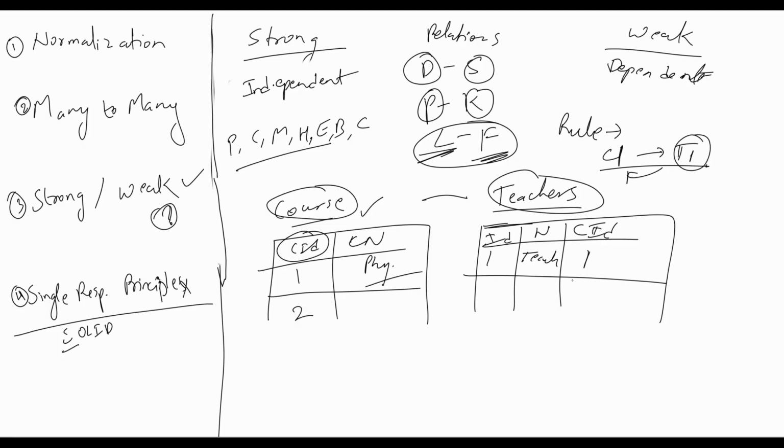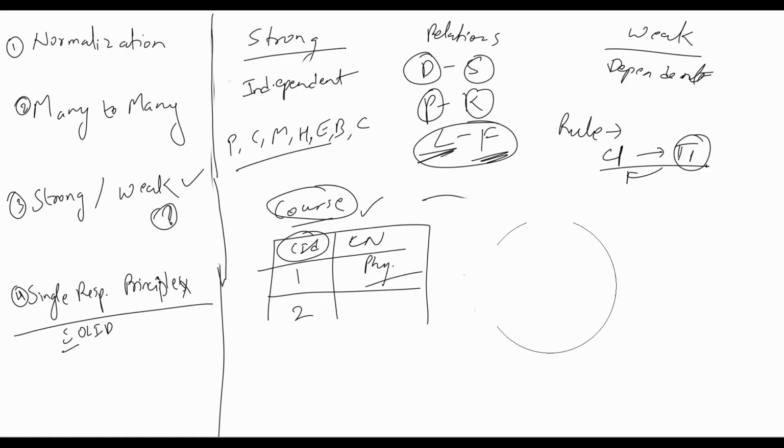Then we can go like, okay, so this teacher 2 called teach 1 teaches physics too, then it's okay. Again, because course is strong, teachers are weak, that's how they work. Okay. Now the problem comes when you have a many to many relation. Okay, I'll just show you.